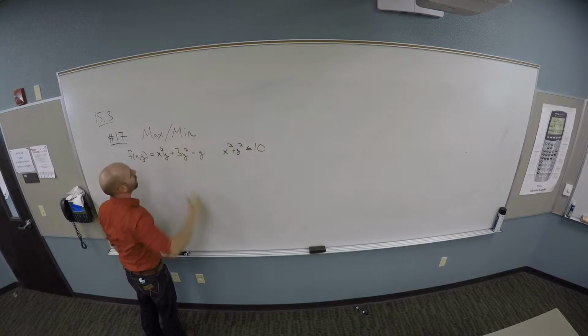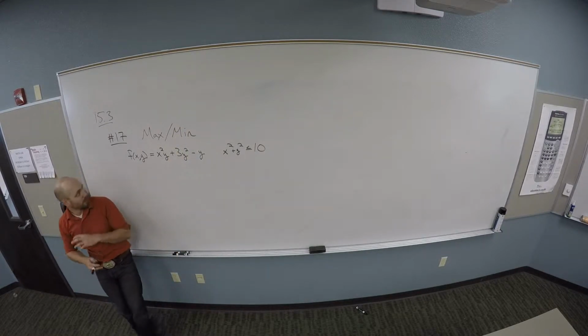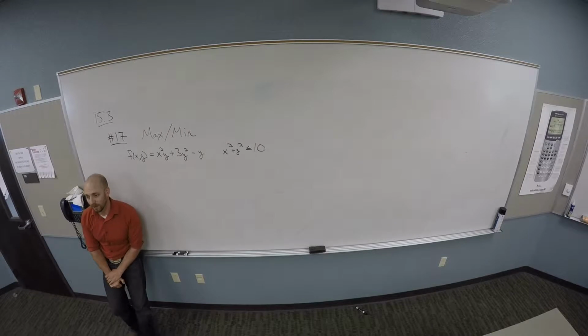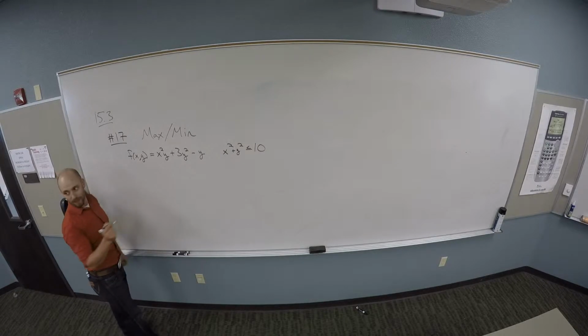Okay, so they want me to maximize and minimize this function f of x, y is x squared y plus 3y squared minus y, subject to the constraint x squared plus y squared is less than or equal to 10. How do I do Lagrange? Partials, gradient. Good. Grad f equals lambda grad g. Don't we also have to check within the circle too?